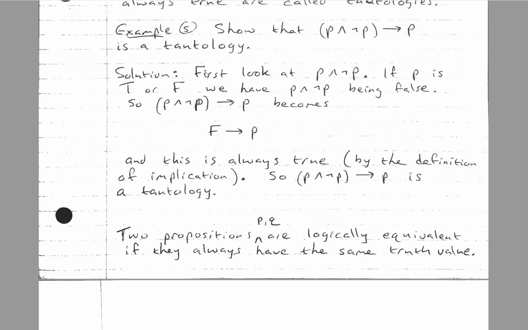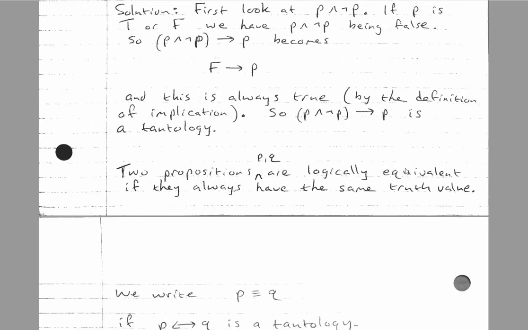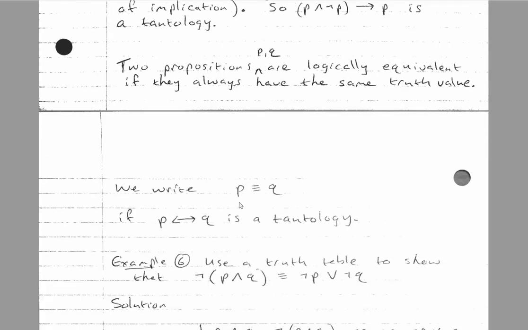Okay, so now we know what a tautology is. The two propositions P and Q are logically equivalent if they always have the same truth value. So either P and Q are both true, or they're both false. They always have the same truth value. And in that case, we write P is equivalent to Q, with 3 lines. And it means P if and only if Q is always true.